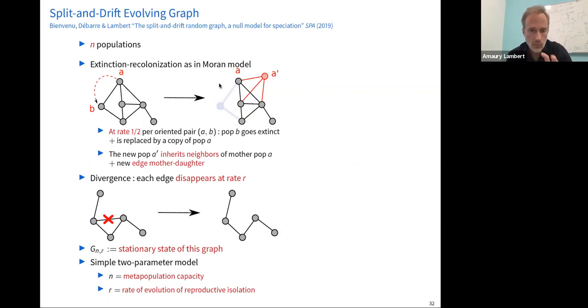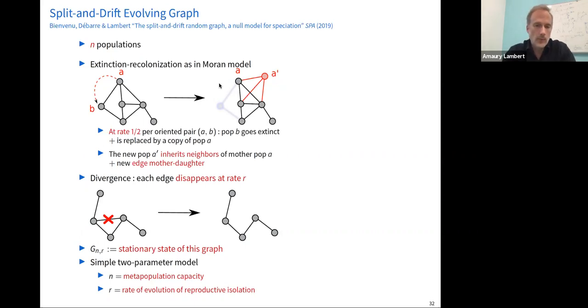And now how does the graph evolve at that time? Since A prime is the daughter of A, it's assumed to be clonal to A, and so it's assumed to be able to interbreed with all the neighbors of A. So you copy all these edges, and you add an edge between A and A prime, the mother and the daughter, because they're clonal to each other, they're assumed to be able to interbreed. And a divergence is just assuming that each edge disappears after an exponential time with parameter R.